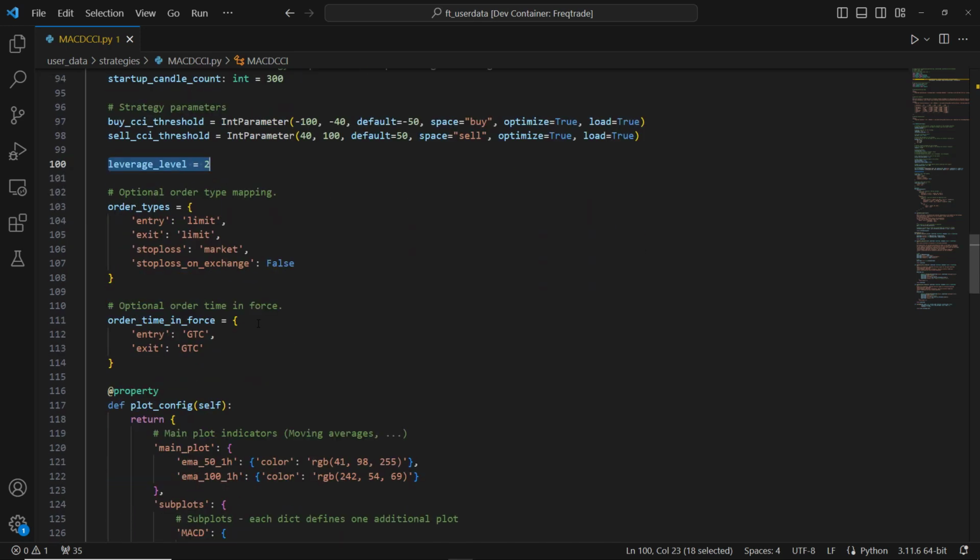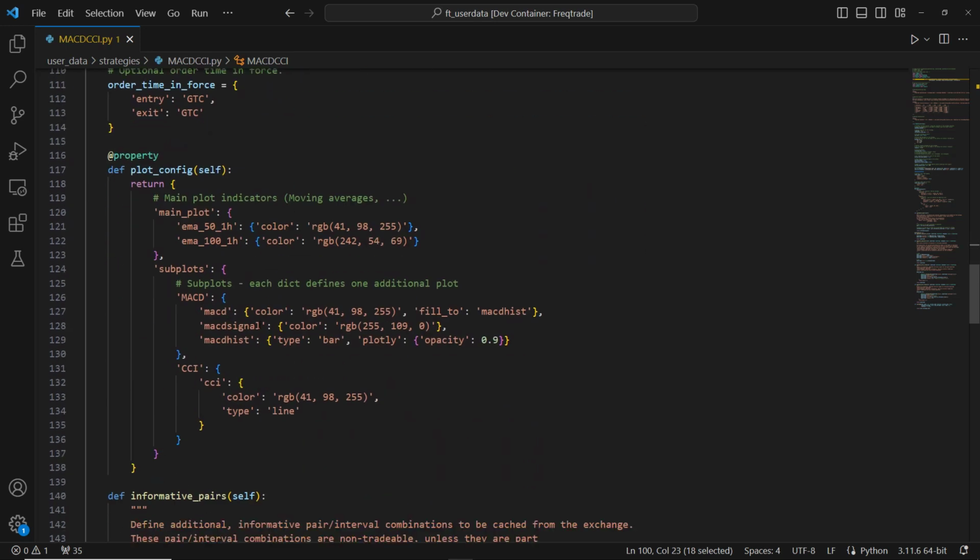Next, we have the plot configuration. Though it is optional, it can aid in the analysis of backtest details for each trade. On the main plot, we have a 1-hour time frame for both the 50 EMA and the 100 EMA. Additionally, we have 2 subplots, one for the MACD indicator and another for the CCI indicator.